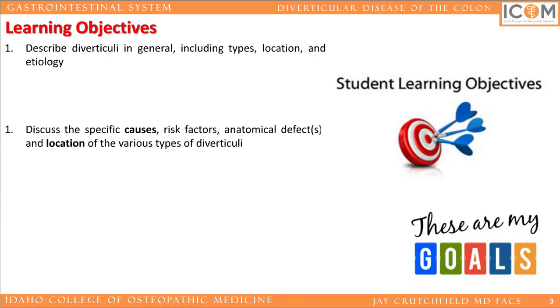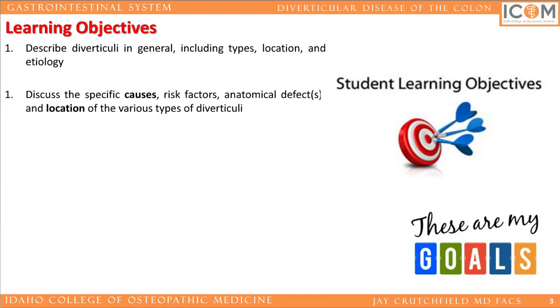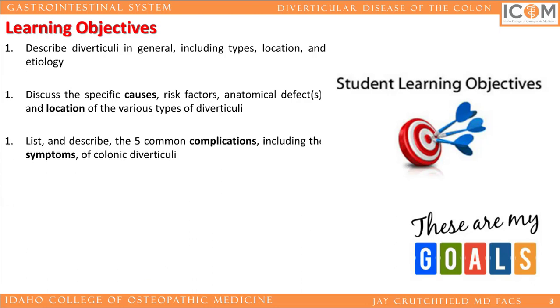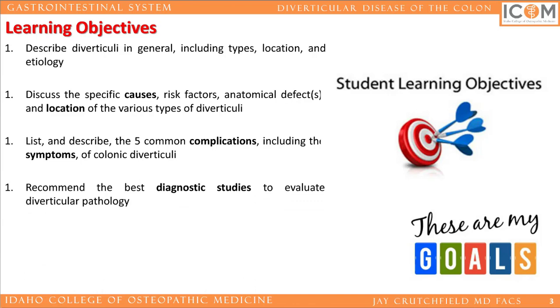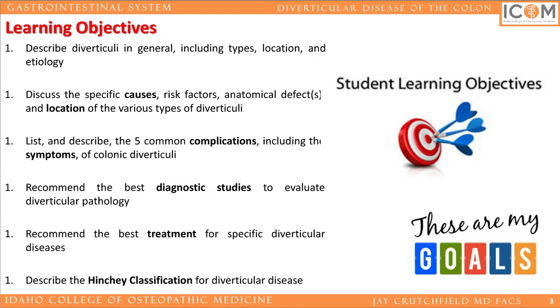Next, we'll discuss, two, the specific risk factors, anatomical defects, and the locations of various types of diverticular disease, as not all diverticular disease is found in just the colon. Then I'll expect you to, number three, list and describe the five most common complications, including their clinical presentations. Then we'll move on so you can learn to, number four, recommend the best diagnostic studies used in evaluating diverticular pathology. Further, it will be important for you to, number five, recommend the best treatment for specific diverticular diseases, and then finally, number six, describe the Hinchey classifications for diverticular disease.